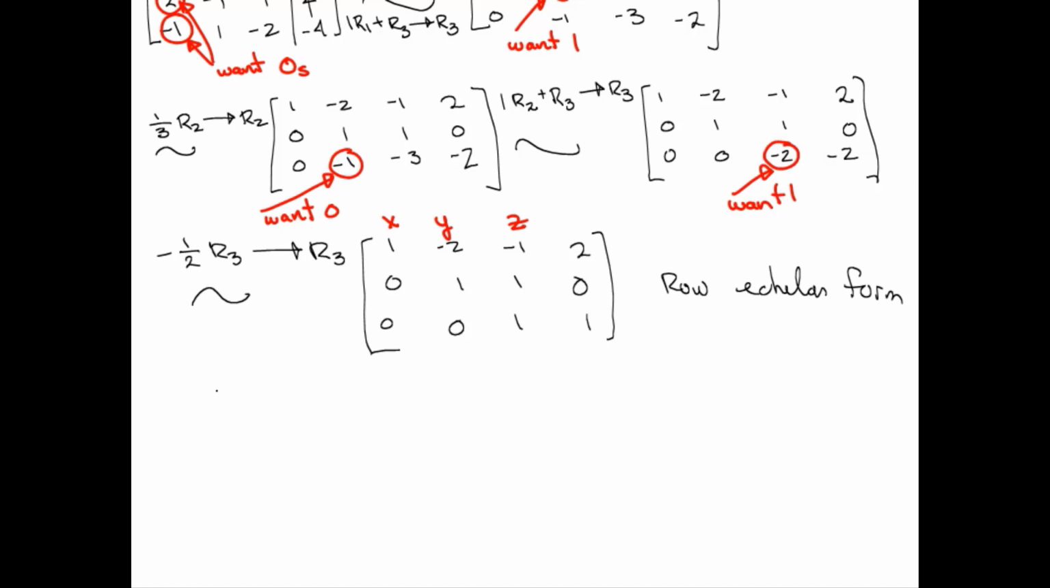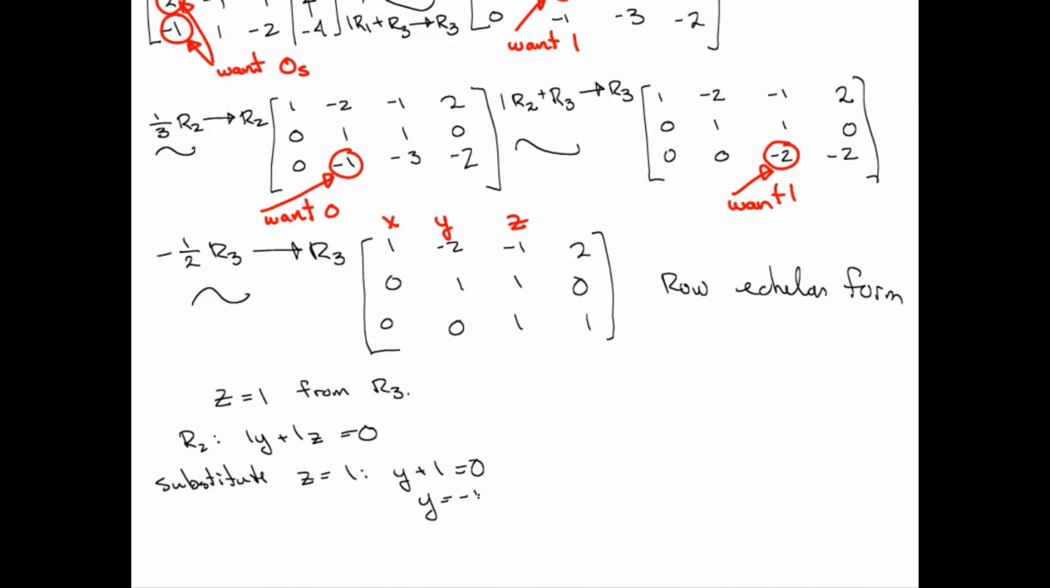Look at the bottom row first. So that gives me a z of 1. And now we want to look at row 2. What does row 2 say? Row 2 says that 1y plus 1z equals 0. And so we substitute z equals 1 into here, and then we get y plus 1 equals 0, and therefore y is negative 1.